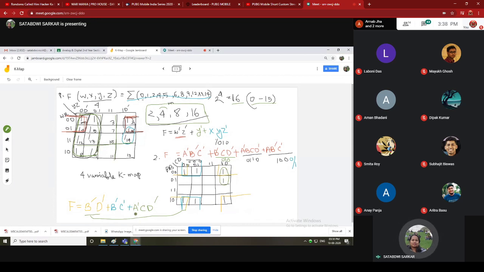Now for this A bar, C, D, for these 2 cells, it is A bar, C, D, because value of A is 0 for these 2 positions, it is 0, 0, and value of B is changing. C is 1 and D is 0. C is not complemented and D is complemented.